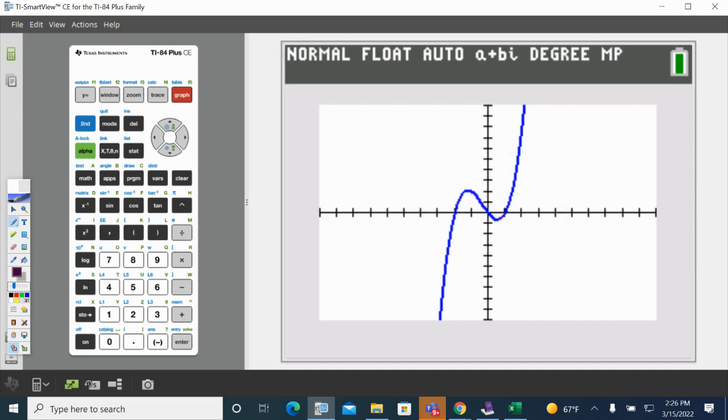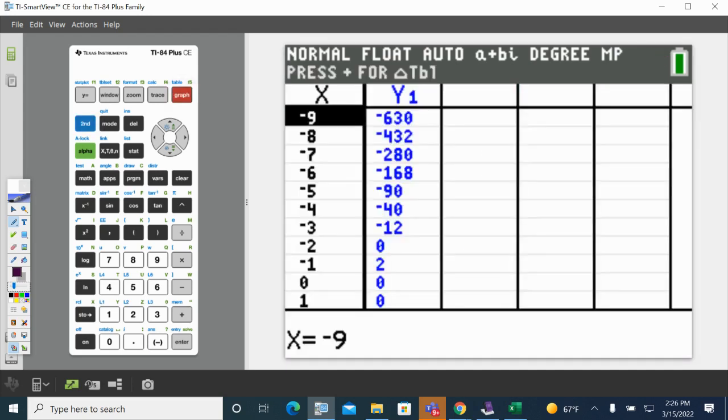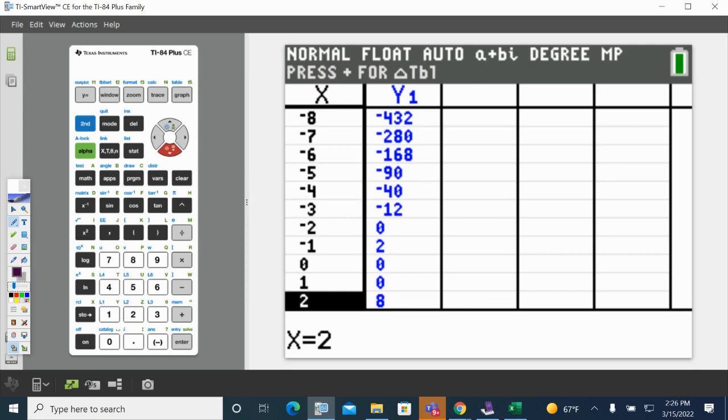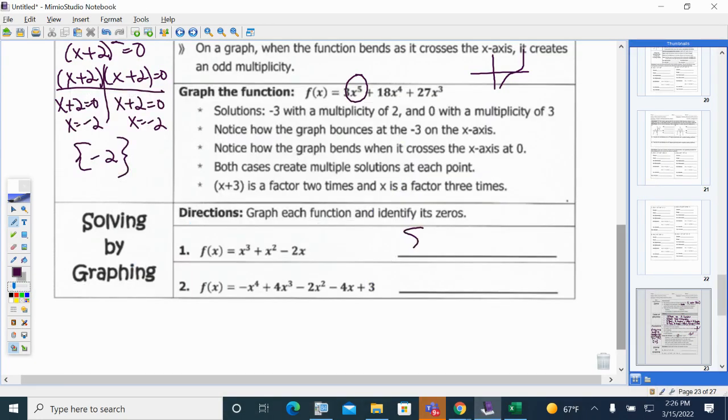-2, 0, and 1 looks like my solutions. At -2, the y value is 0, letting me know that that truly is a solution. 0 and +1. So -2, 0, and 1. I was looking for 3. I found all 3. I do want to look at number 2.